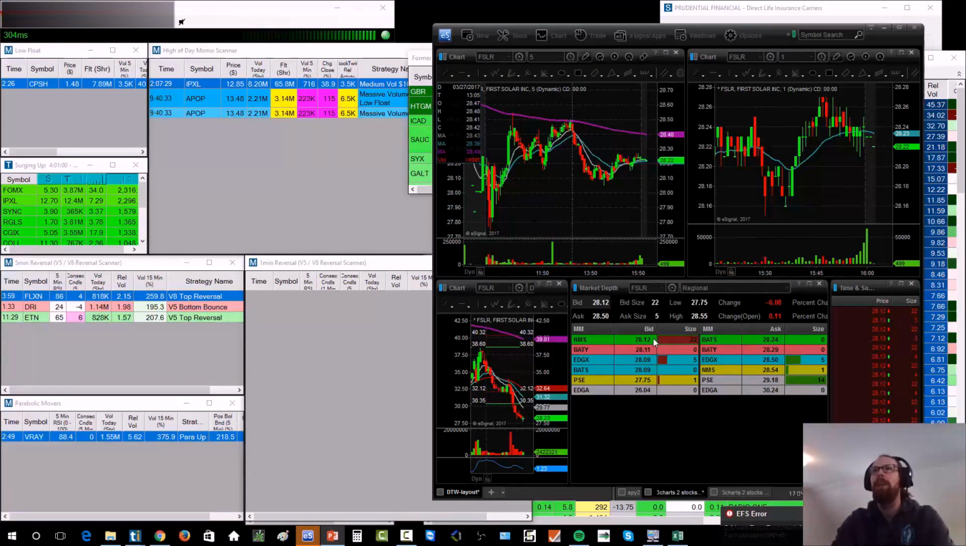2828, 12 by 2824. That's the first tier. So the next closest buyer is at 2811. That's only 1 penny down. The next closest buyer then is 2809. And then we go all the way down to 2775.